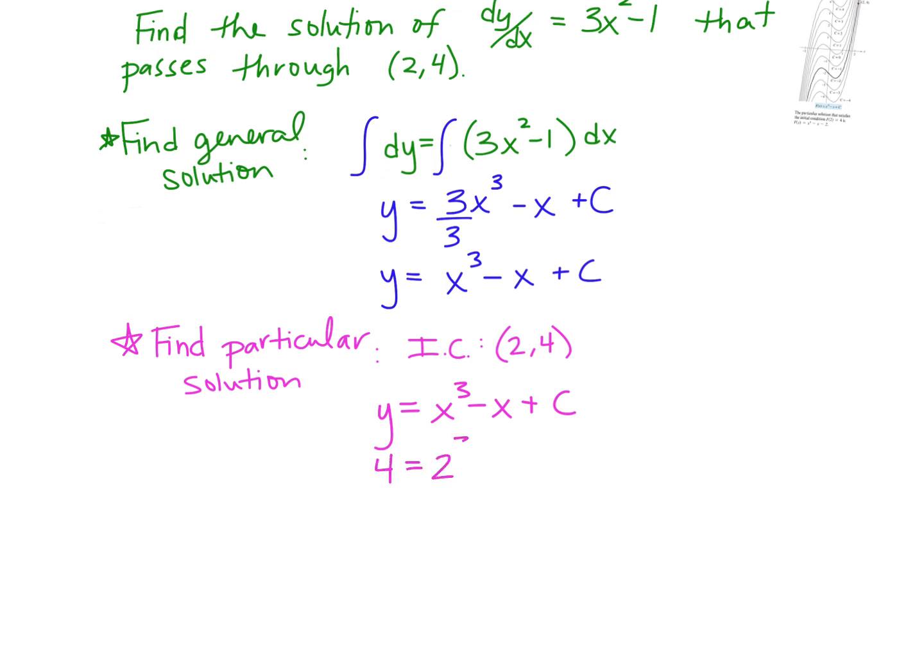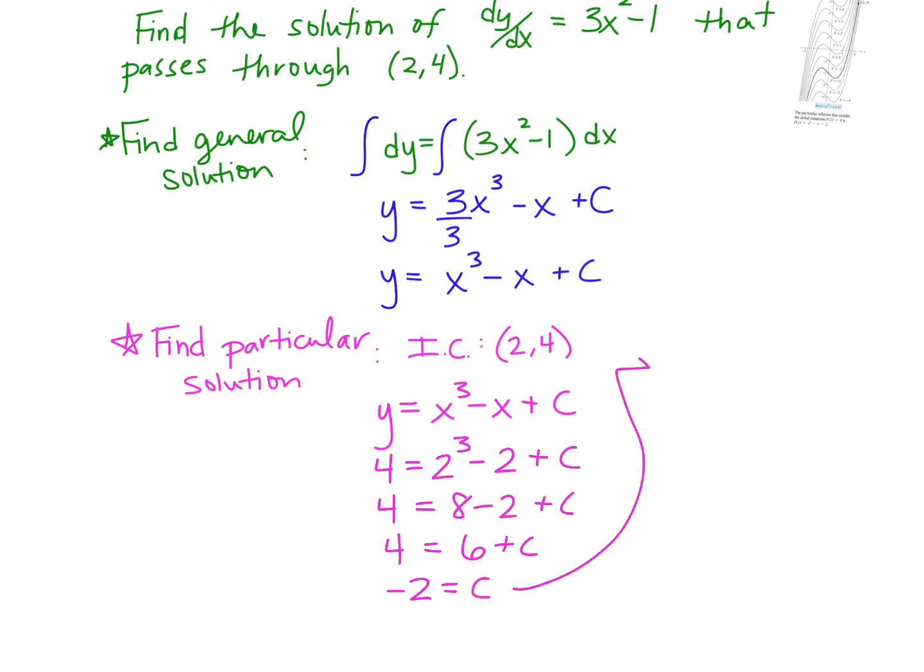So we'll have 4 equals 2 cubed minus 2 plus c. So we'll have 4 equals 8 minus 2 plus c. 4 equals 6 plus c, and that gives us c is negative 2. Now that's not our final answer, so I don't actually need to box it. What I want to do is rewrite our general solution with our particular value of c, y equals x cubed minus x minus 2.